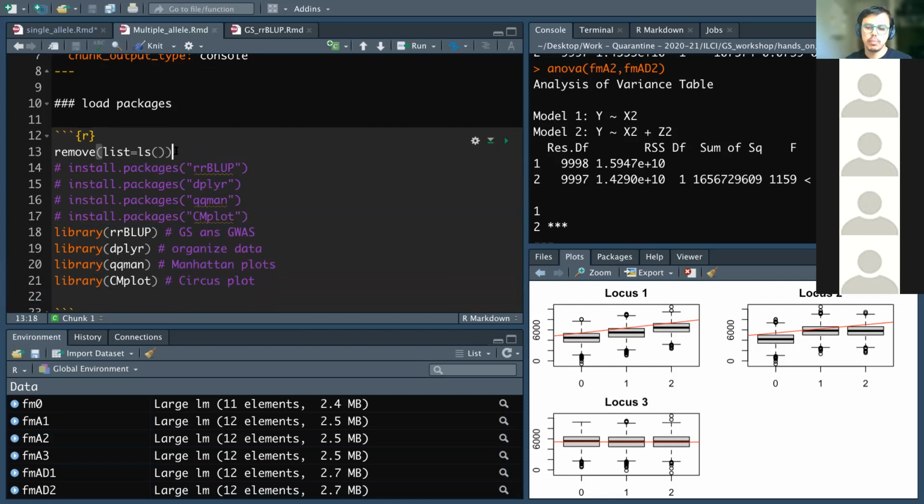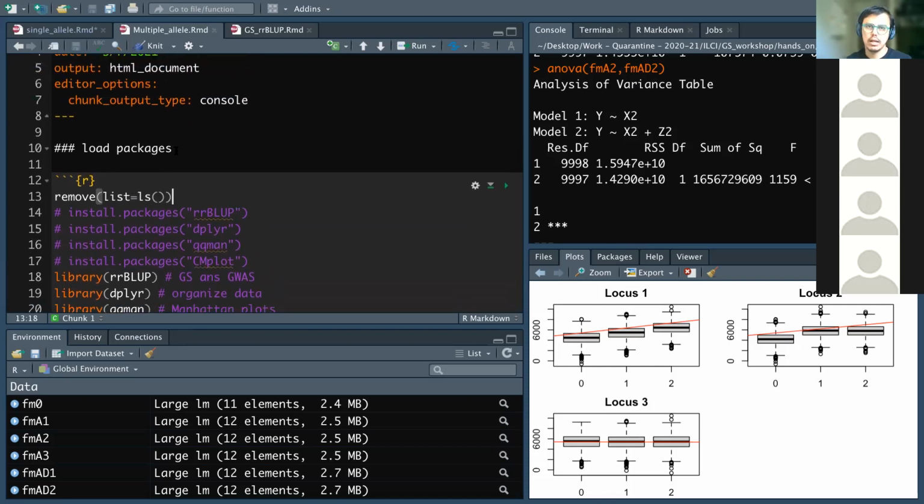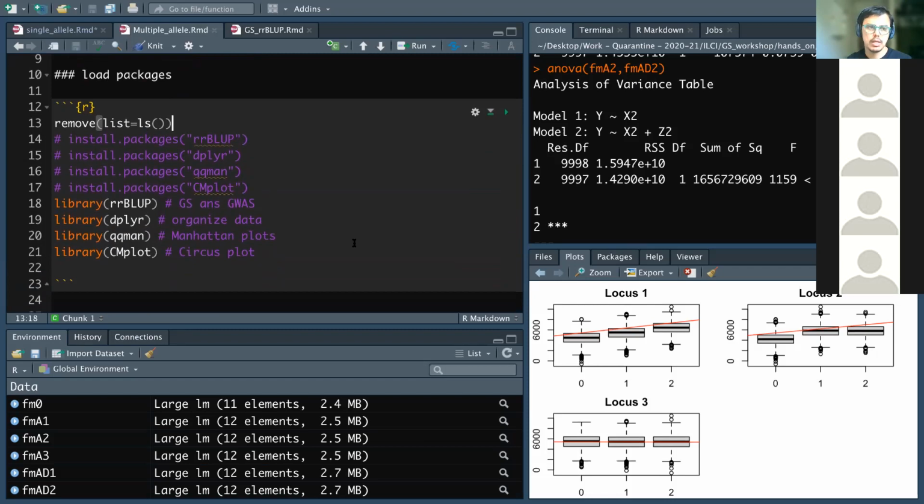Now we're gonna use a multiple allele effects in the phenotype. And for that, we're gonna need some R packages.